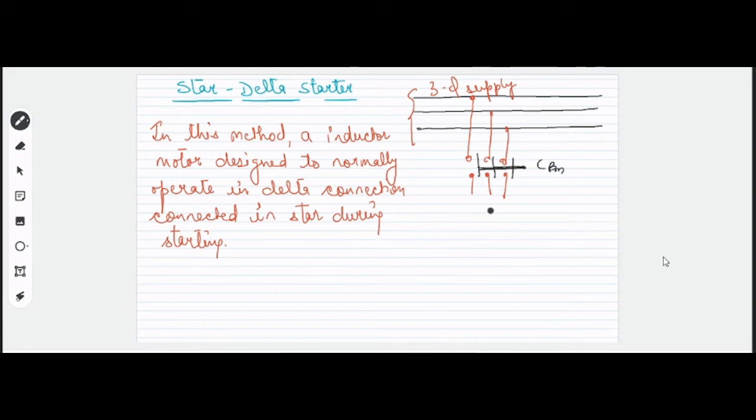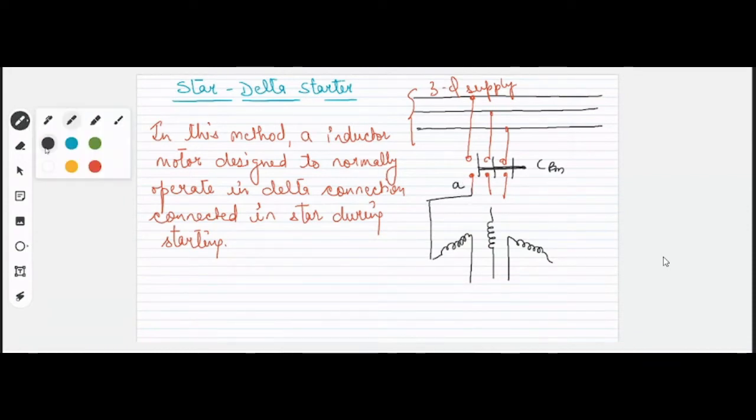Now we have the stator winding. Let the black color represent the stator winding, and this is the second phase, and this is the third phase. Like this we have the 3 windings. This winding is connected to this A, let it be A, let this be B, and let this be C.